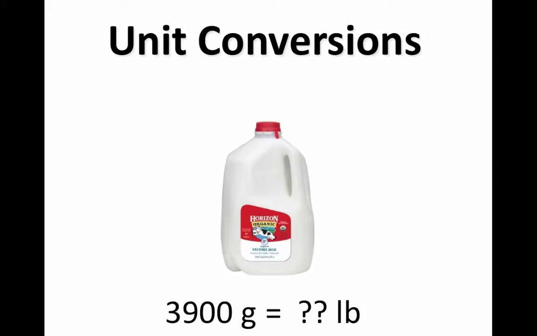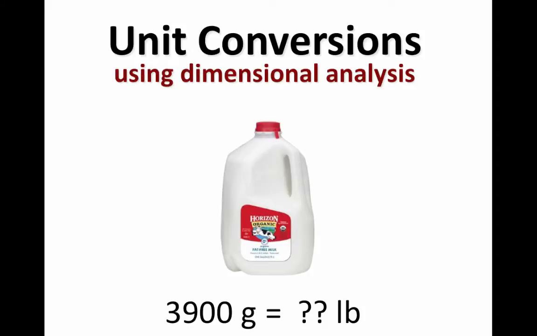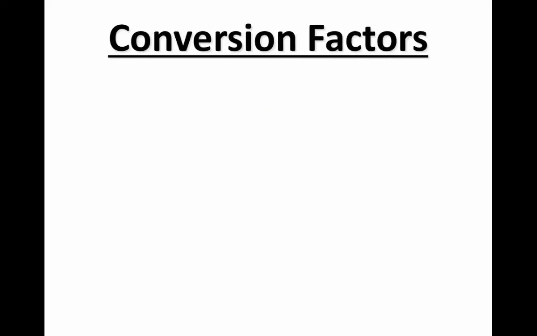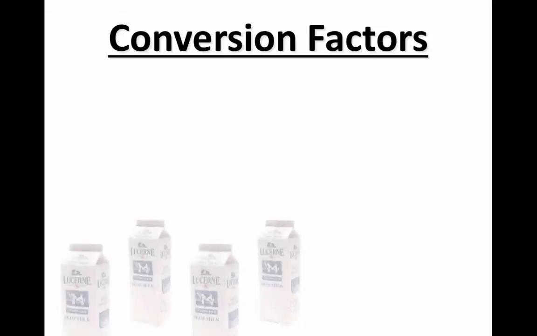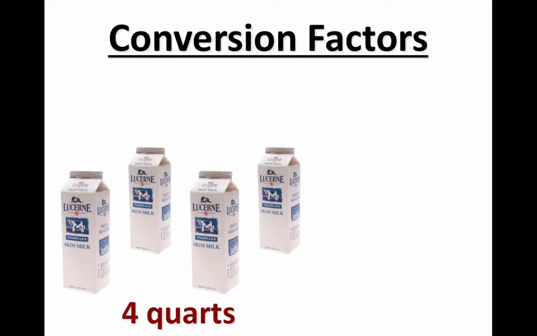There is a way, and chemistry students use this technique all the time. It's called dimensional analysis, and I'll teach you this strategy using a few examples. In order to convert from grams to pounds, we'll use a conversion factor. A conversion factor is a set of values that represent the same amount, but they have different labels.